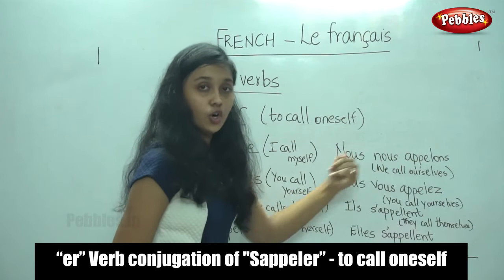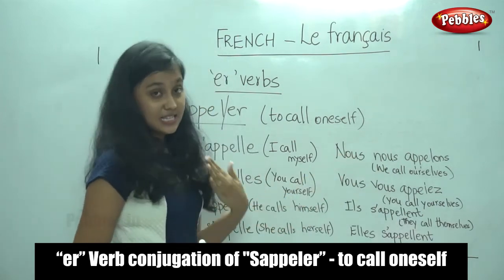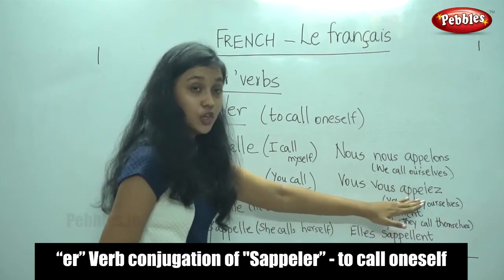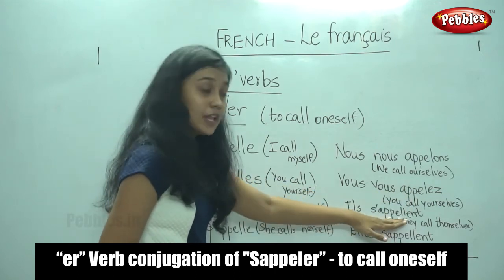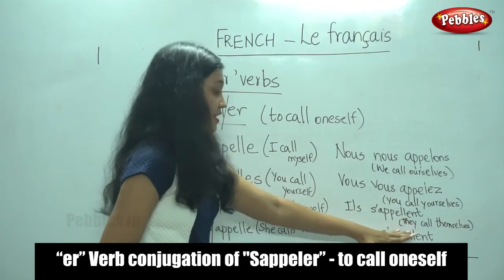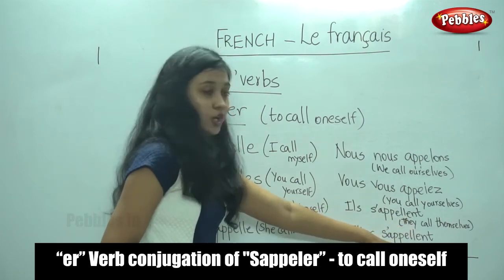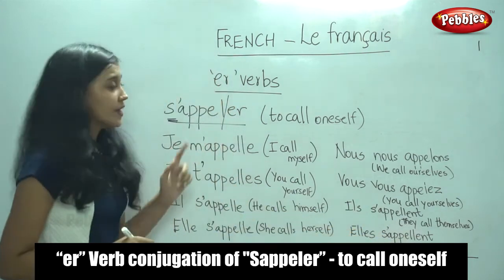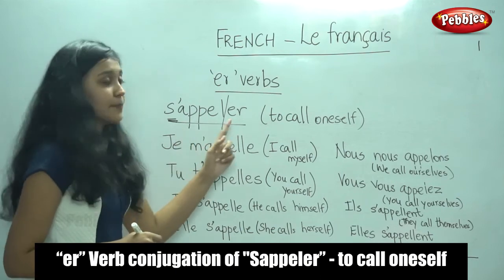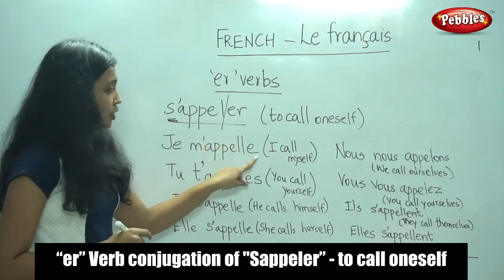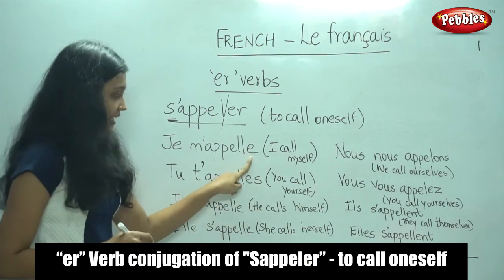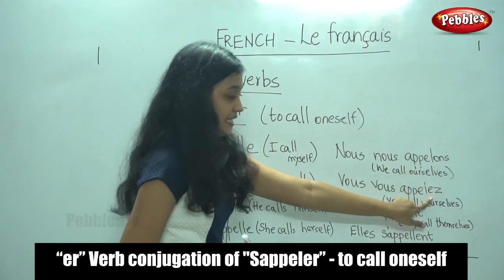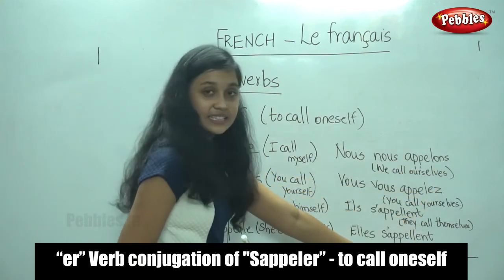Nous nous appelons. It means we call ourselves. Vous vous appelez. You call yourselves. Ils s'appellent. They call themselves. And elles s'appellent. That also means they call themselves. So, I hope you have understood the use of this verb, s'appeler. It is similar to the ER verb because the endings are the same. E, ES, E, E, ONS, EZ, ENT and ENT.